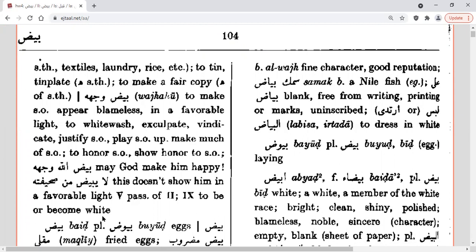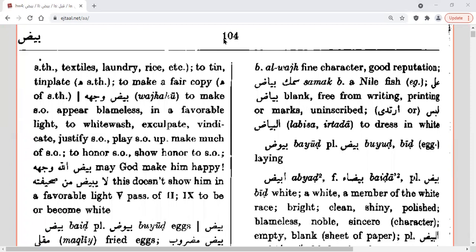Okay. Because we are doing Form 9, every time for any word that corresponds to Form 9, anytime we want to find the meaning, we are going to plug in the root letters and look for Roman numeral 9.